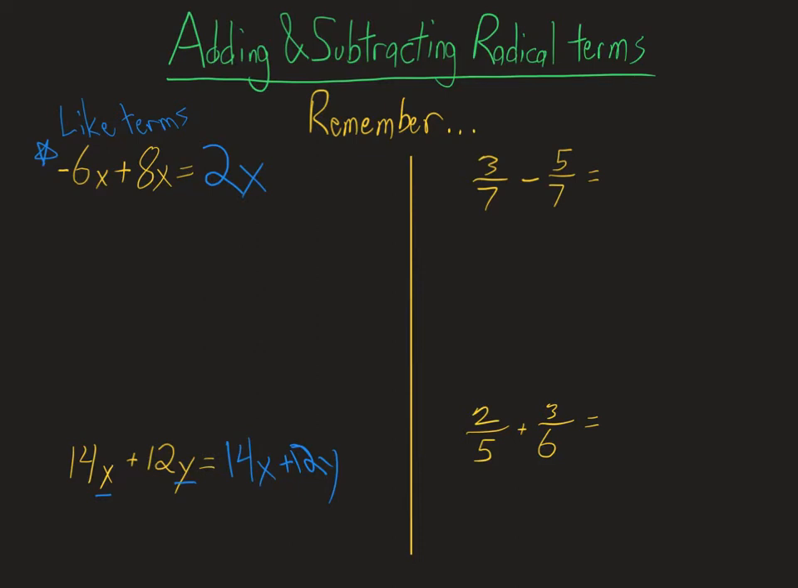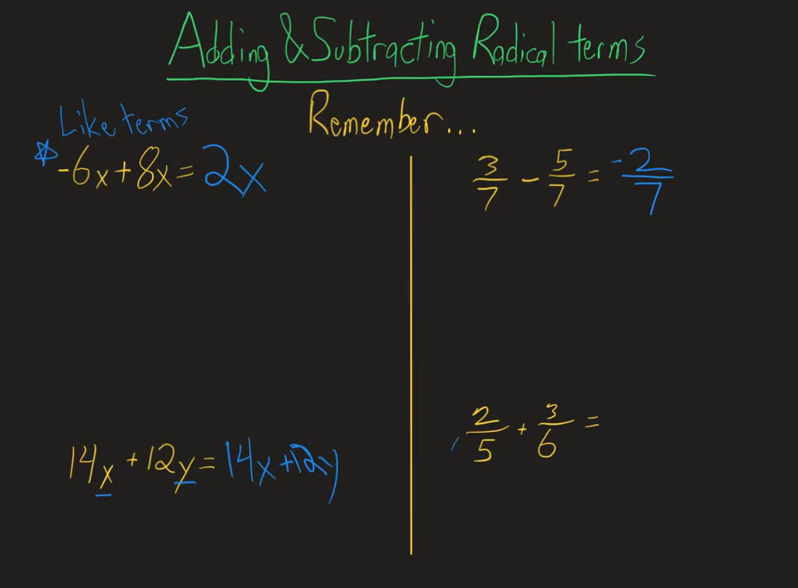Let's apply that same idea right next door to fractions. 3/7 minus 5/7. Well, sevenths and sevenths are going to continue to be sevenths. That's the size of the piece. So we're really just doing subtraction with the top. 3 minus 5, which is negative 2. And on the bottom here, 2/5 plus 3/6. We can't add this, not in its current form, because they're different size pieces. In a sense, they're unlike.